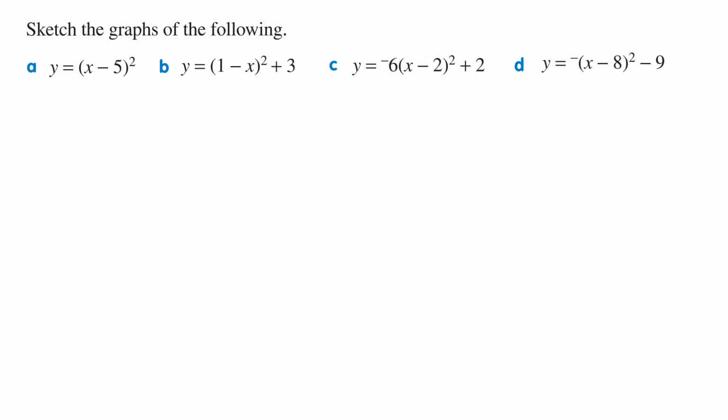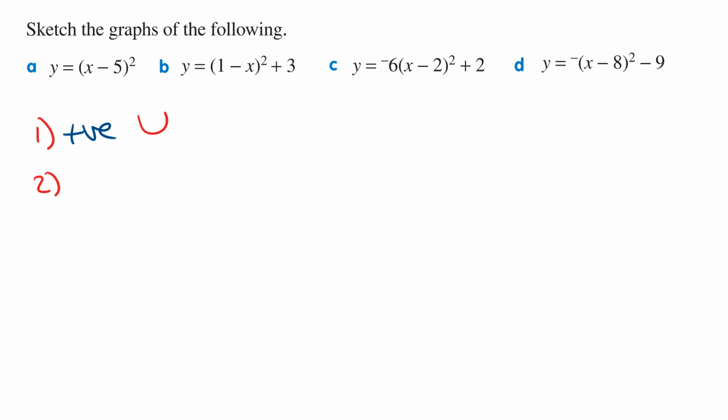Part B, y is equal to (1 minus x) squared plus 3. Step 1, we need to determine if this is going to be a positive or negative parabola. And since there's no negative outside the brackets, this is going to be a positive parabola, even when the x inside the brackets has a negative coefficient. And so its shape is going to be in this form.